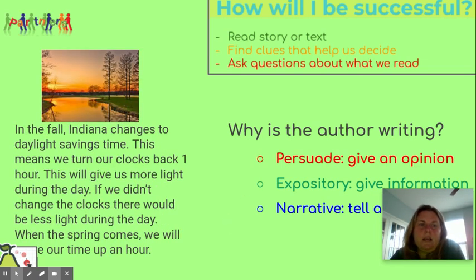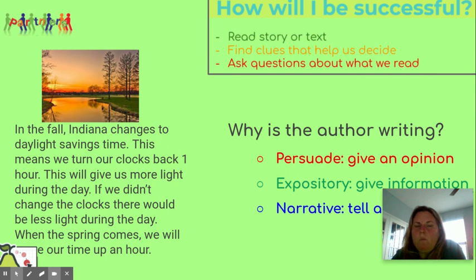All right, let's do the next one. Oh, there's some pictures, a really nice picture. And let's read the text. In the fall, Indiana changes to daylight savings time. This means we turn our clocks back 1 hour. This will give us more light during the day. If we didn't change the clocks, there would be less light during the day. When the spring comes, we will move our clocks up an hour.